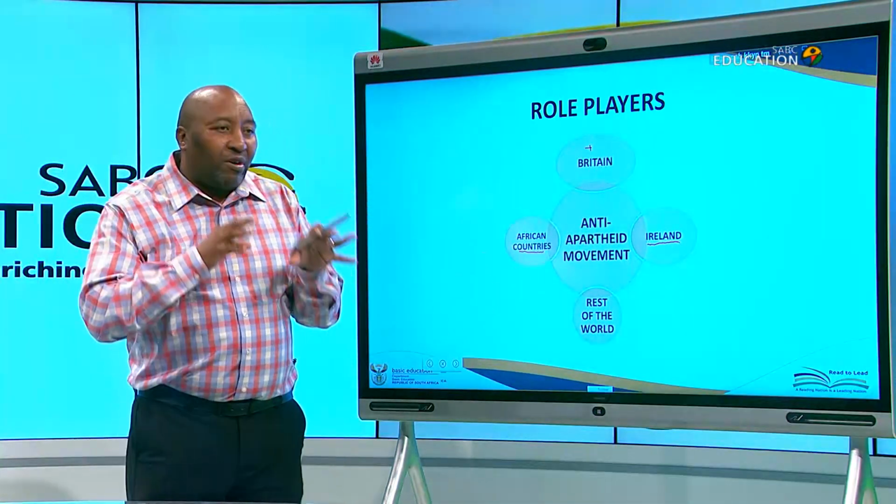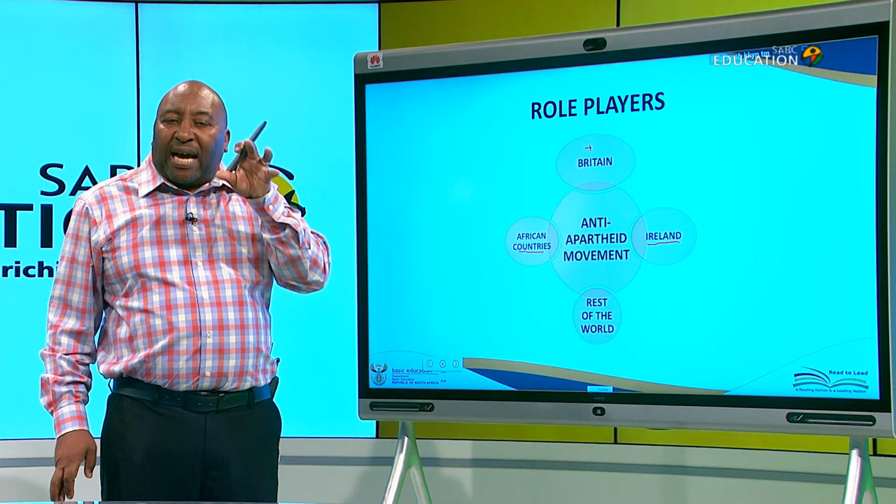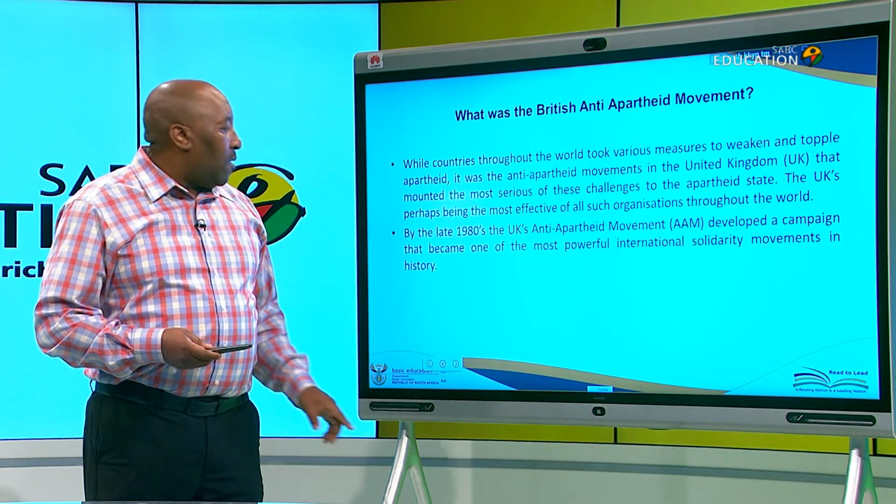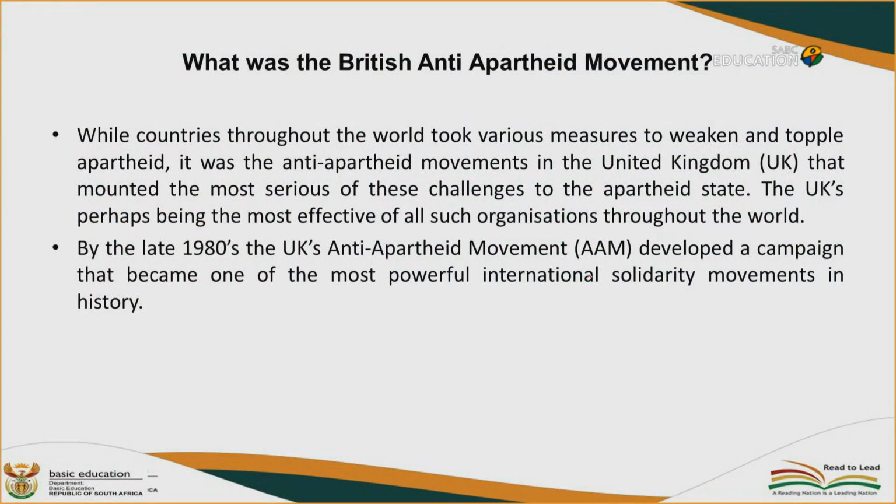At the center, we have this British anti-apartheid movement. Now, we then have to say, what is this British anti-apartheid movement? We have to understand, because this is the major movement and the organization that ensured that apartheid is dismantled in South Africa in the 1980s.